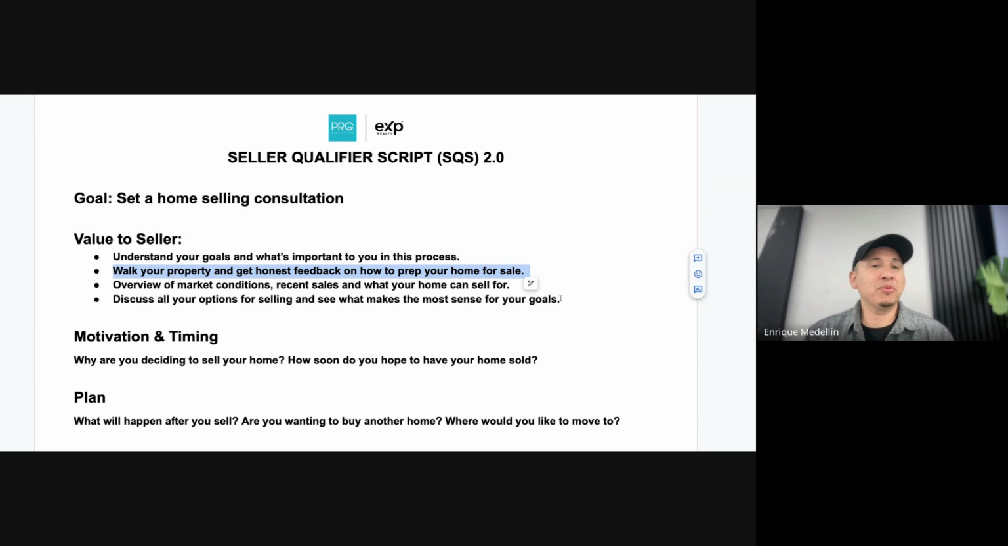We're going to walk your property and give you honest feedback on how to prep your home for sale. Is that valuable to a seller? If someone's thinking about selling their property, wouldn't they want to know what they need to do, what's the best way? Next one is an overview of the market conditions, recent sales, and what your home can sell for. That's important to a seller. They want to know, hey, how much can I get for my property, or what's happening in the market. So we're educating them on what they can sell for.